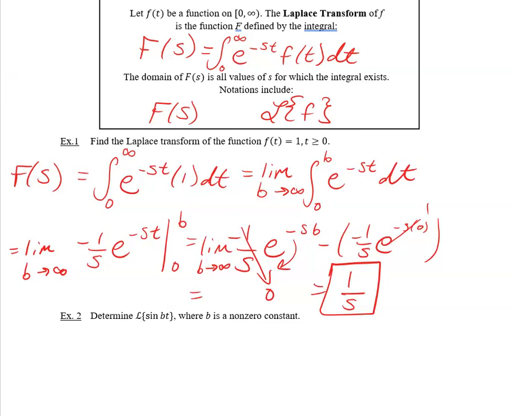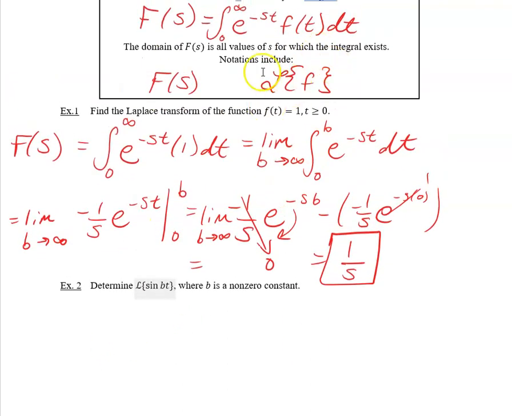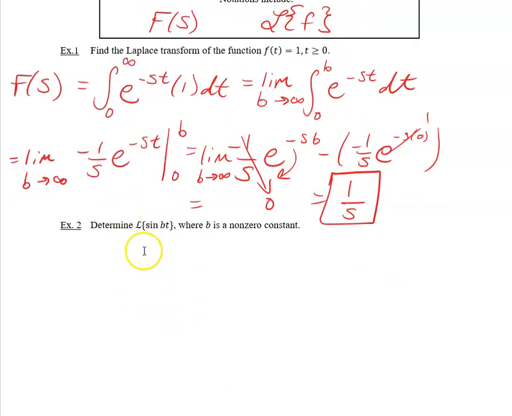All right, let's do another example here. Determine the Laplace transform. So this is that other notation, the script L of sine of bt, where b is our constant. All right, so we're going to set it up using the integral definition.